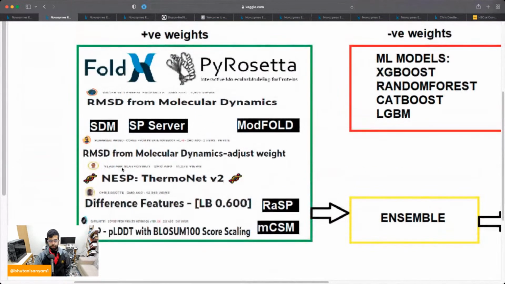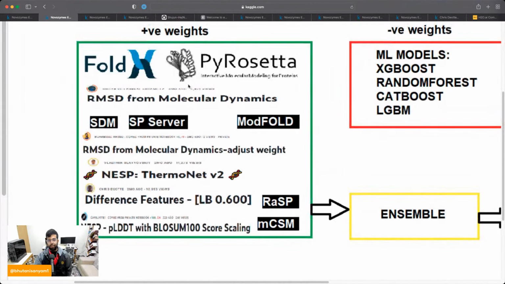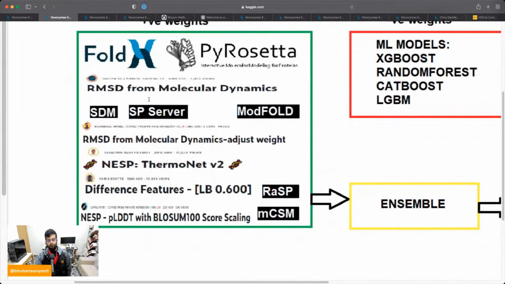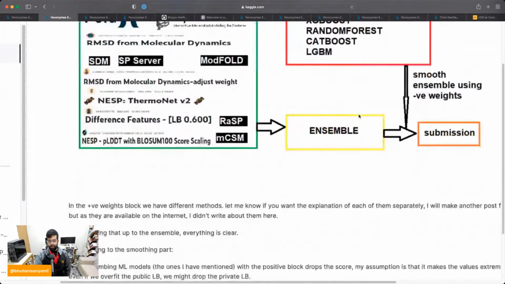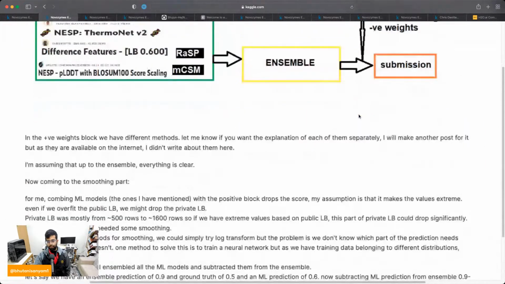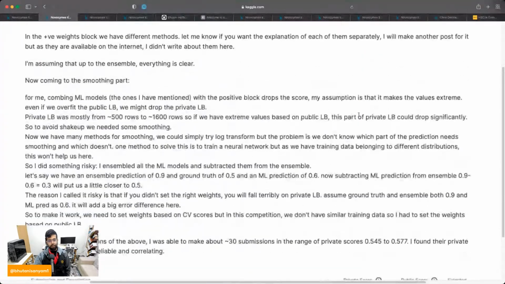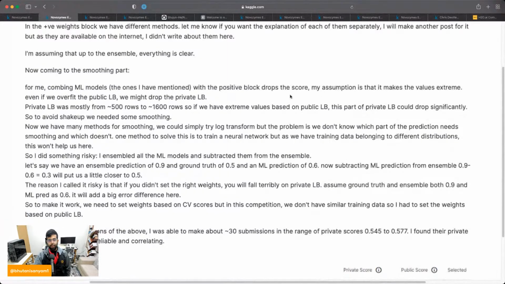Where are these approaches coming from? One was Foldex, one was Pi Rosetta, which was the approach I kept mentioning. All of the other were just public notebooks. He had ensembled these and then used negative weights from some other models he had created. So the reason for the smoothing part has been shared here.